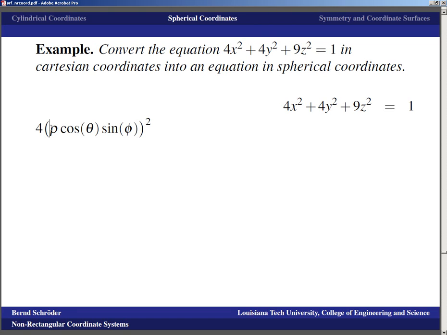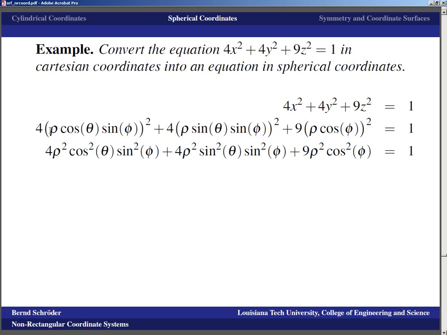So x in spherical coordinates is rho cosine theta sine phi, right? That's something we've got to memorize. Y is rho sine theta sine phi, and z is rho cosine phi, and I've just plugged all these in. Right hand side is still 1. Now if we square all this, we get 4 rho squared cosine squared theta sine squared phi, plus 4 rho squared sine squared theta sine squared phi, plus 9 rho squared cosine squared phi equals 1.